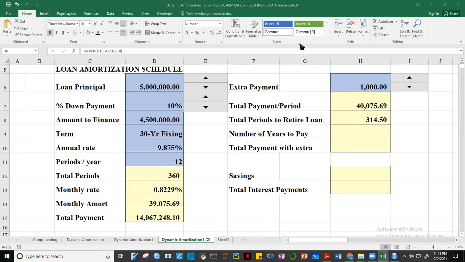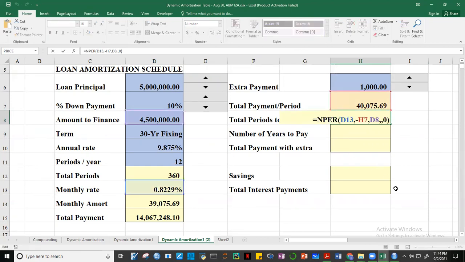So this is 314.5 months. Now we don't want the number of months to be in a fraction, so we will just round this up to the higher month. Okay, so that we'll say that it will take us 315 months to finish or retire this loan. So what we're going to do is use the round function. I'm going to use the round up function.